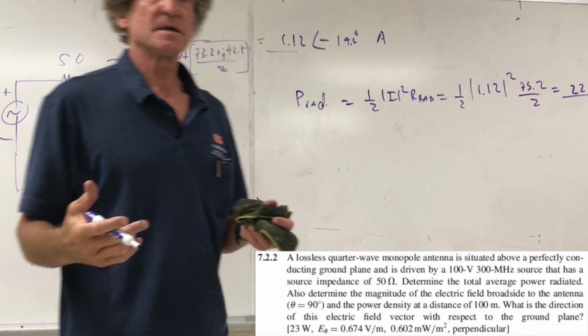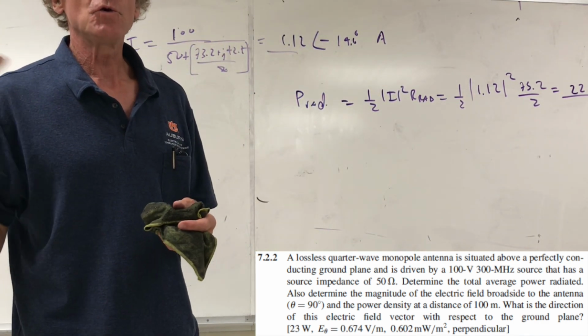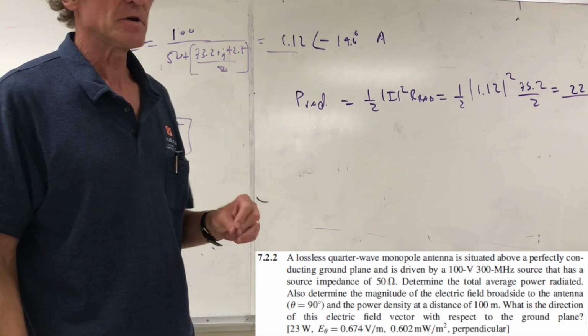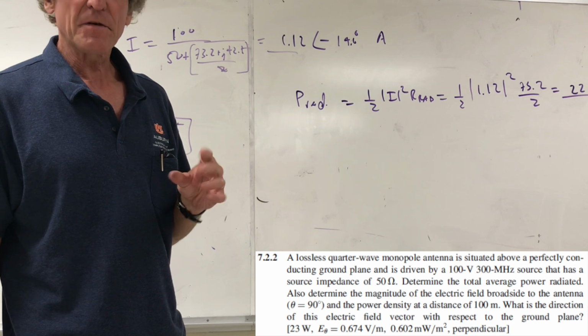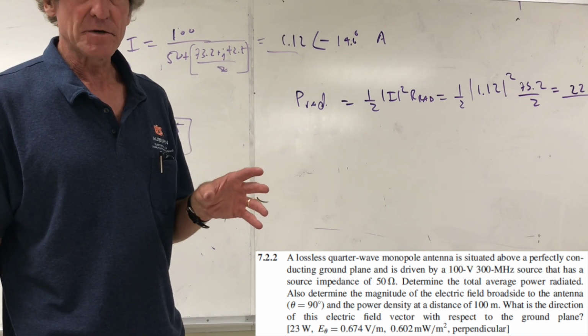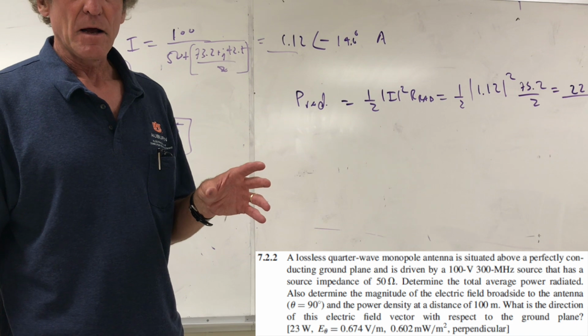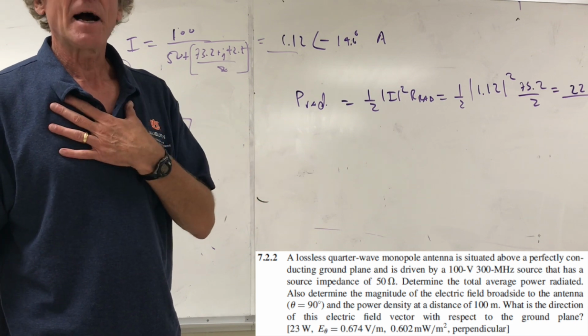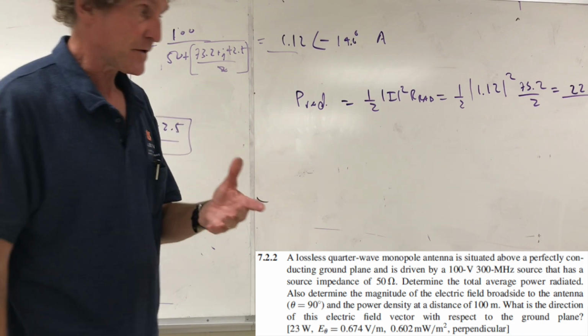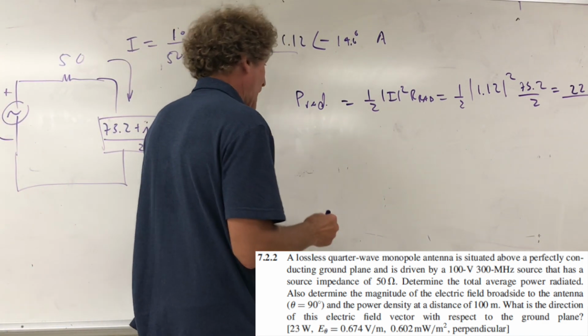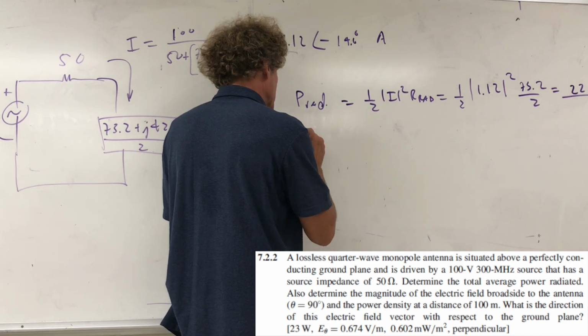Now, what's the next thing? There are two ways to do the next part. He's going to ask for an electric field at a certain range, right? Does he ask for a power density too at that range or not? He does ask for power density. Yep. I'm going to tell you the way I would do it, and you're free to do it the alternative way with the E-field. I wouldn't do it this way, but I'll just show you this.